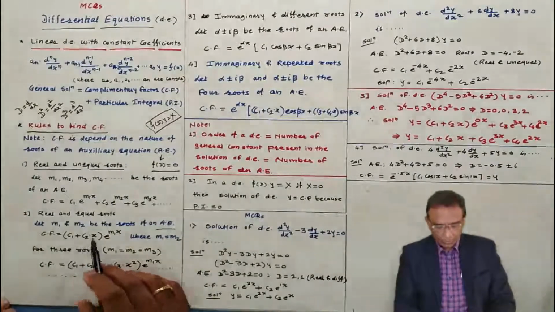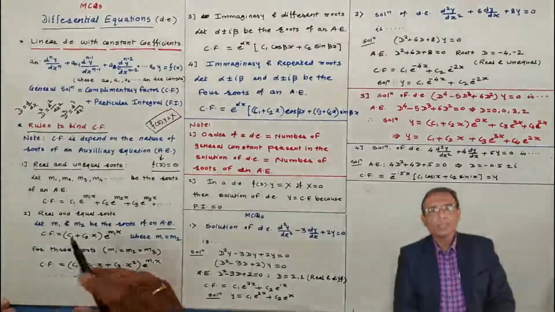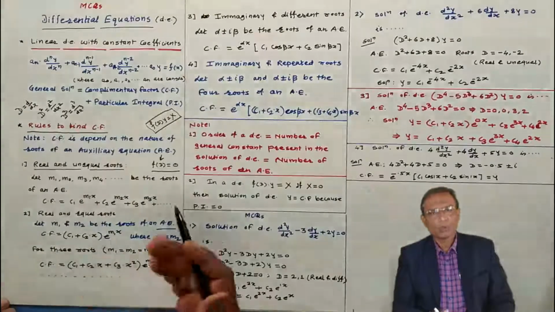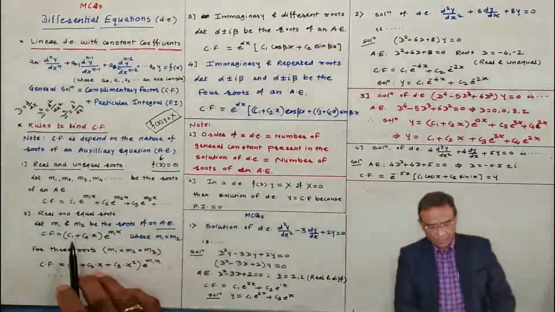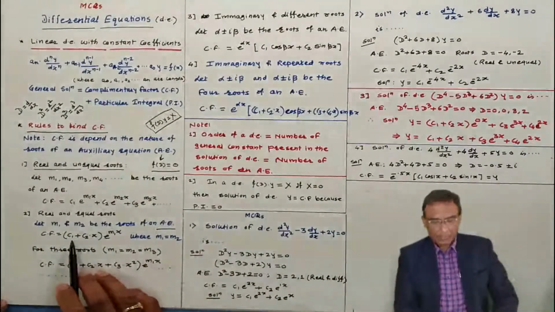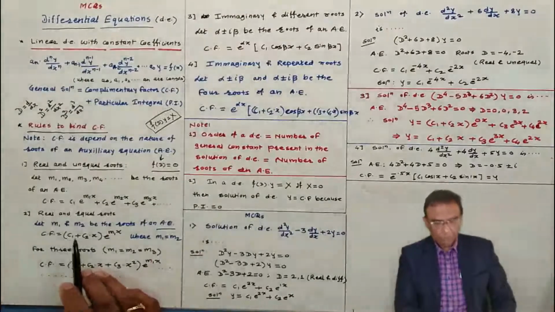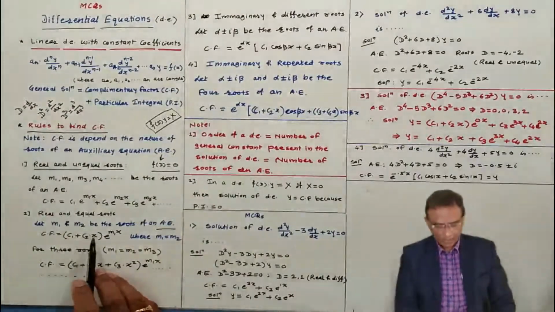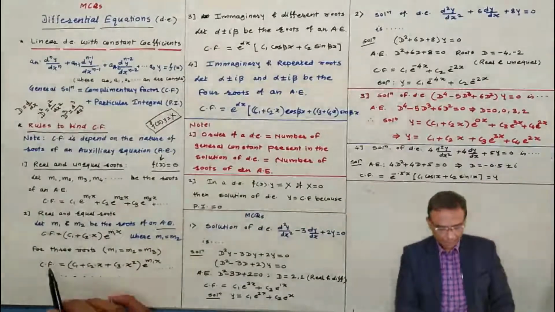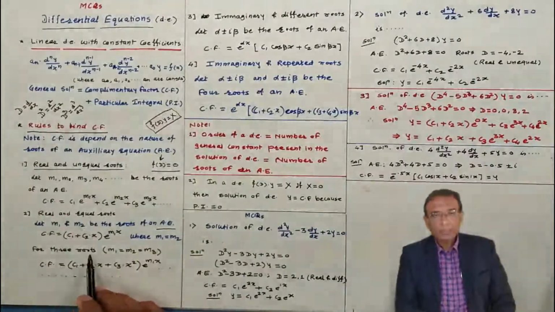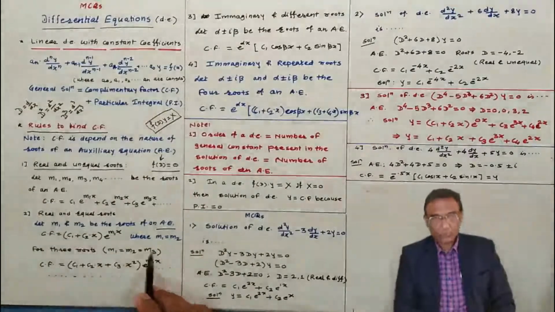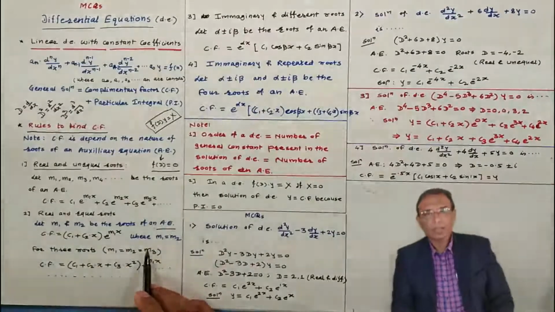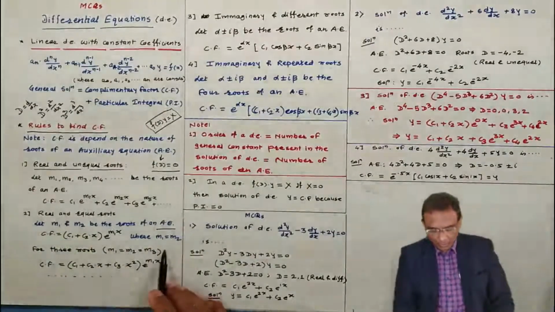One more important thing is that the positions of c1 and c2 you can interchange. Instead of c1 plus c2x, if you write c2 plus c1x, it is also okay. It carries the same meaning. As for three equal and real roots, see m1, m2, m3 are three roots and all are equal.